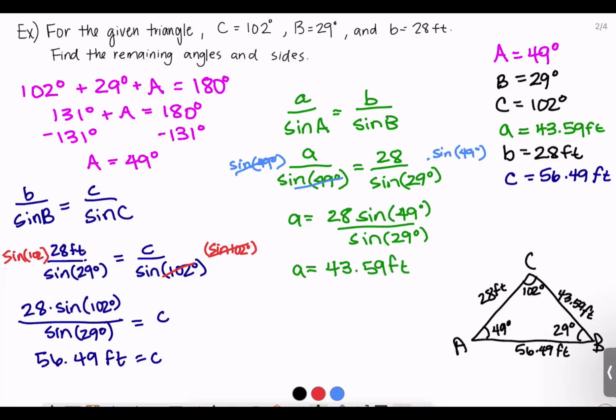Right, and we have solved that triangle. We found all of the sides and all of the angles. Something that might help you check and see if your answer is reasonable is that the largest angle should be opposite the largest side. You can see that's the case in our triangle here.